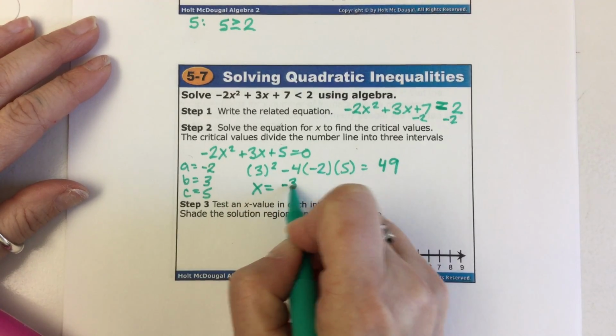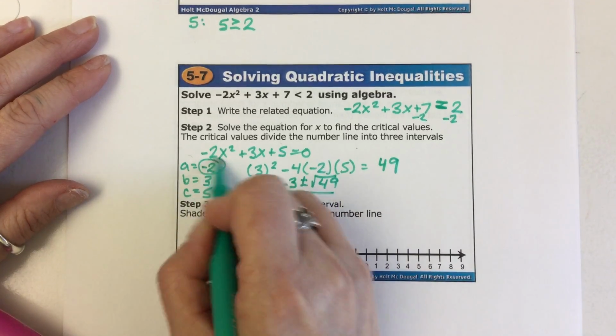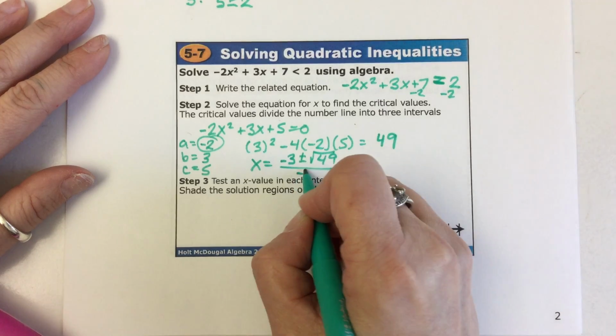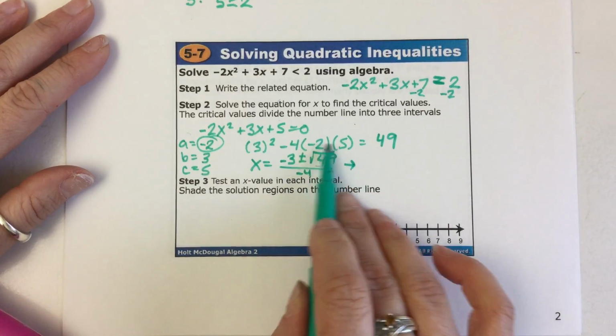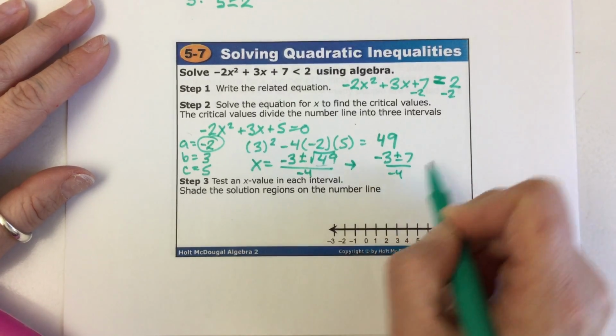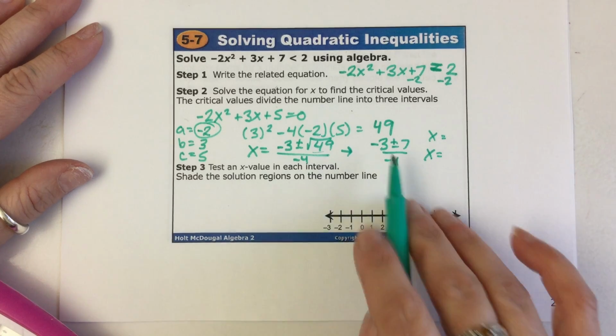Okay, so x equals negative b. So it's going to be negative 3 plus or minus the square root of 49 all over 2 times a. A is negative 2. 2 times negative 2 is negative 4. Here's the cool thing with this. The square root of 49, that's 7. So when I go ahead and find my critical values, this ends up pretty darn nice.